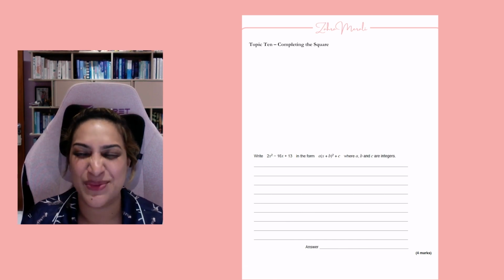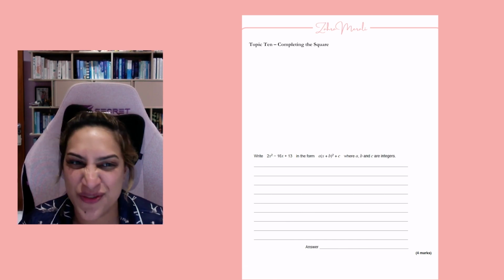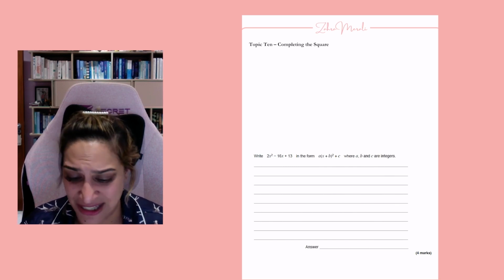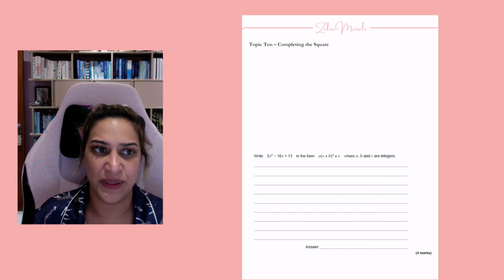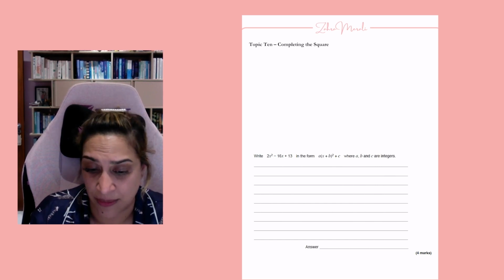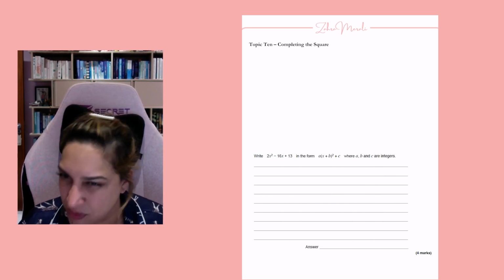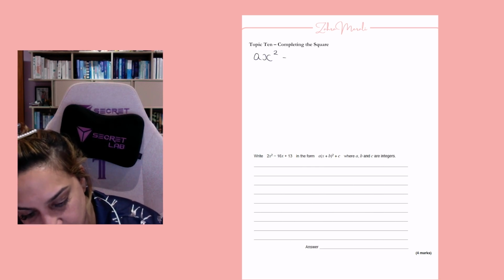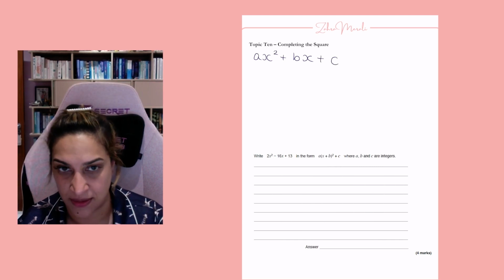Completing the square. This comes up everywhere. And for those of you that are going to go on to do AS Maths, you never get to go away from completing the square. But there are 2 methods to do it. Let's go through the typical method. So, if I have ax squared plus bx plus c, we do this with quadratics.